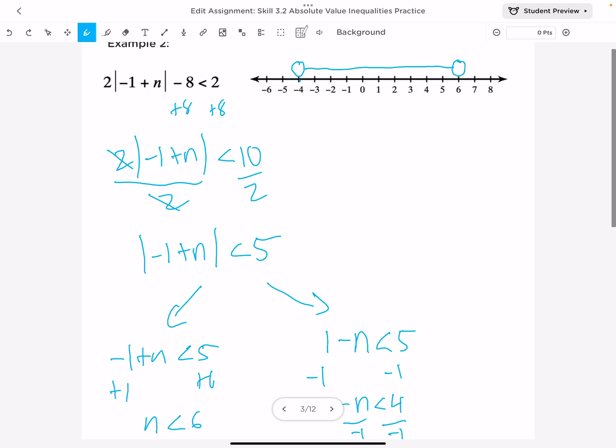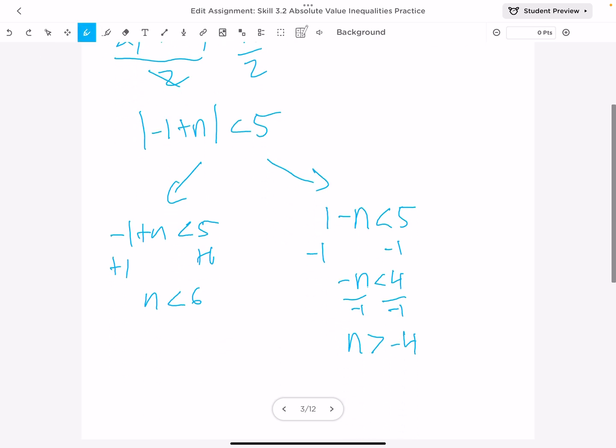Now you could kind of think of it as like this, open circle, and like this, open circle, and it's the overlap, but you don't actually have to do that. You can just recognize that we're going from one up to the other, and the graph should look like this. Because it is like this, where it's going from negative 4 up to 6, this is an and, so we would write and between them.